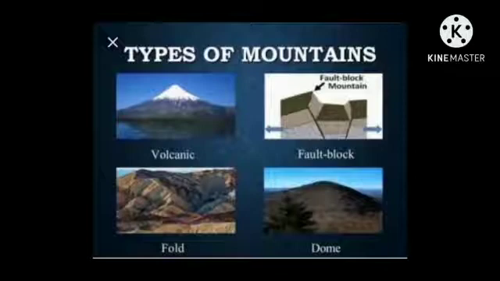The next type of mountain is dome mountains. Dome mountains are formed from rising magma that pushes the overlying rock layers upward to form a dome shape without the magma breaking through the surface. These mountains should be referred to as just dome-shaped mountains.